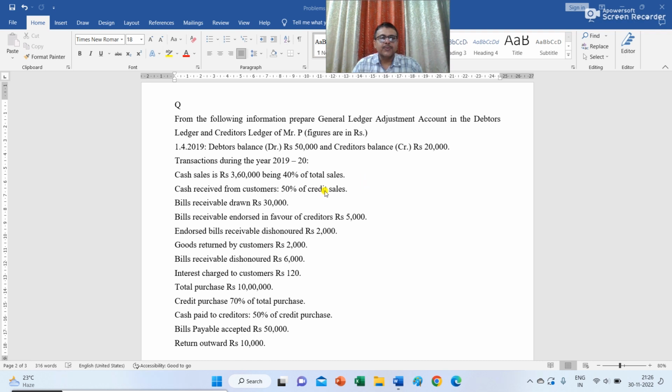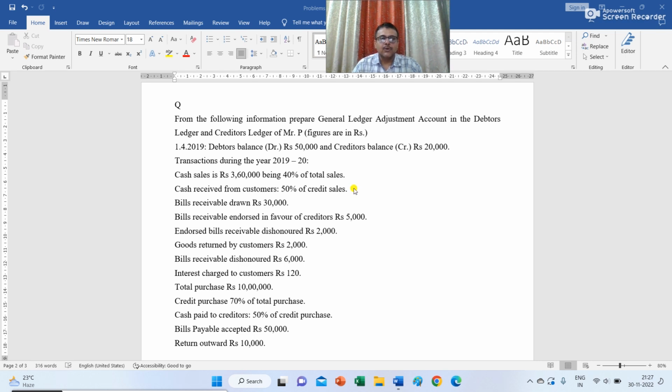Cash sales is rupees 3,60,000 being 40% of total sales. Cash receipt from customers 50% of credit sales. Bills receivable drawn rupees 30,000. Bills receivable endorsed in favor of creditors rupees 5,000. Endorsed bill receivable dishonored rupees 2,000. Goods returned by customers rupees 2,000. Bills receivable dishonored rupees 6,000. Interest charged to customer rupees 120.